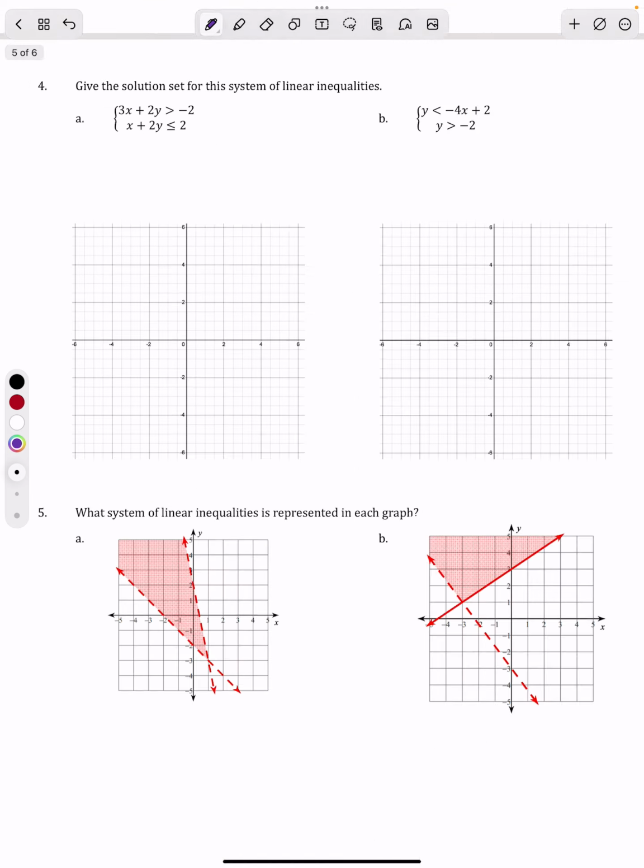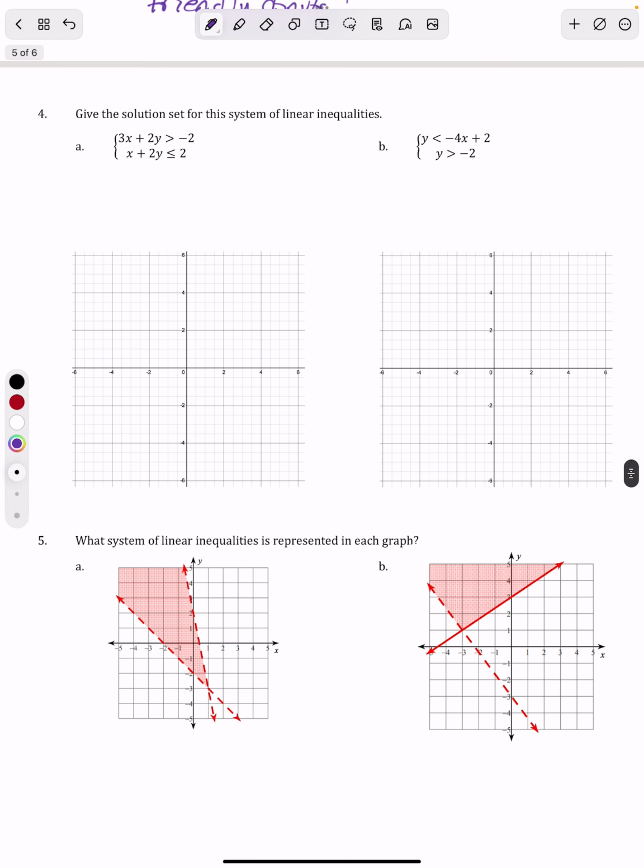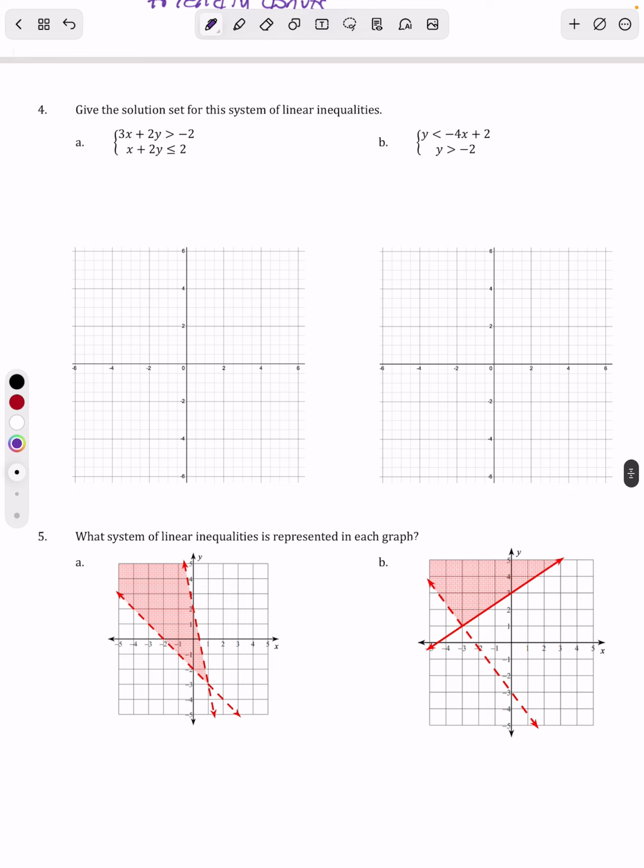Okay. Last page, 2 more pages. The last one's a word problem again. All right, so graph the solution set. You'll like this. This is not bad at all. This is solving a system of equations. So graph the solution set for the system of linear inequalities.